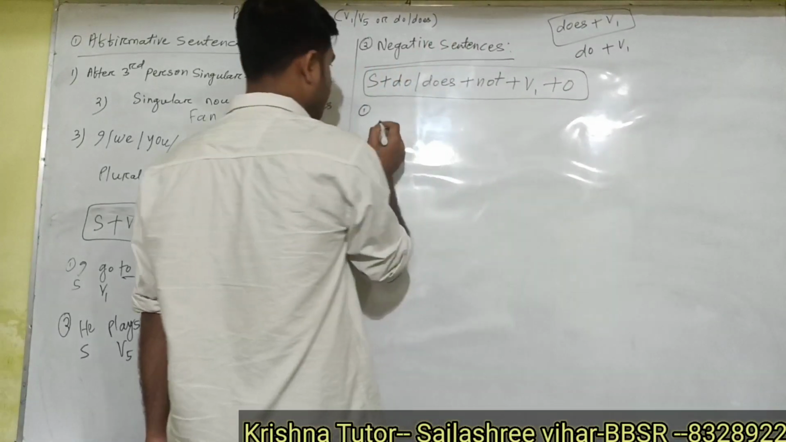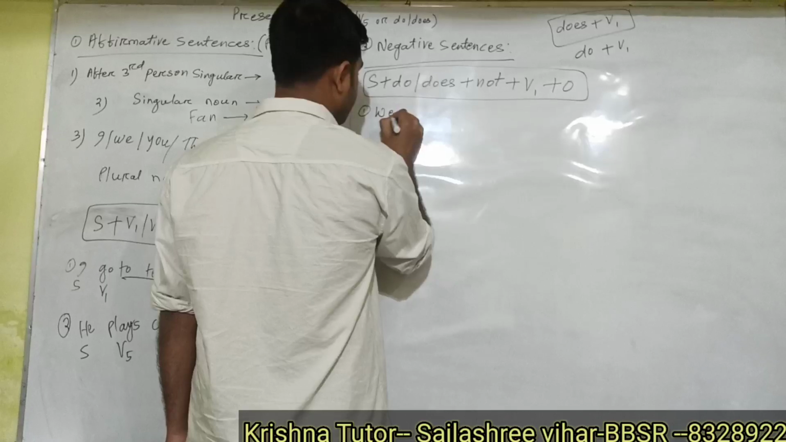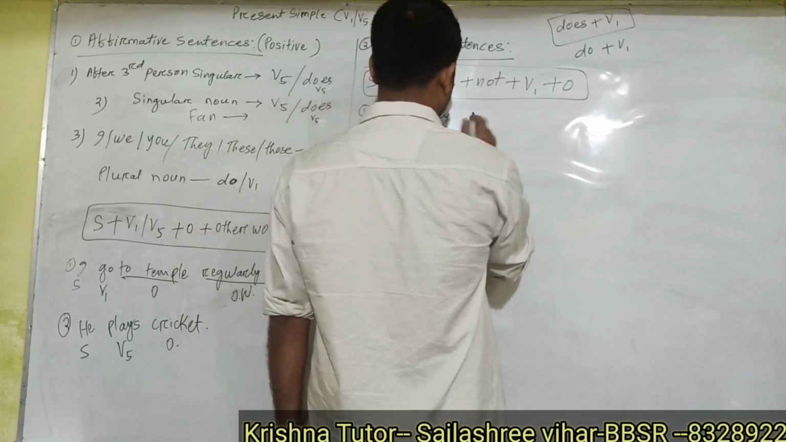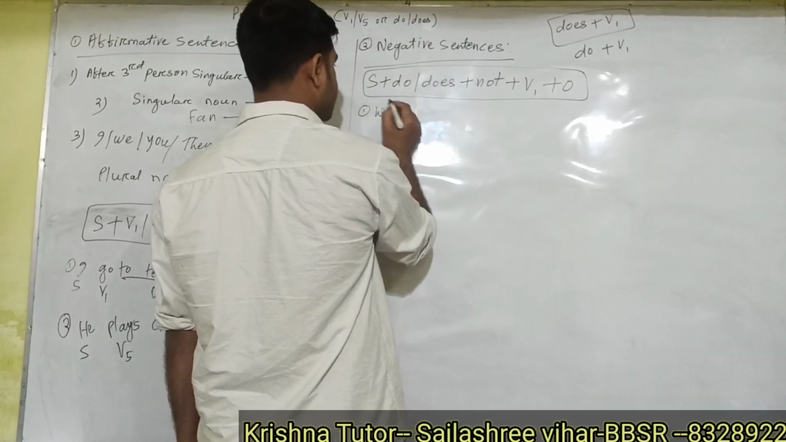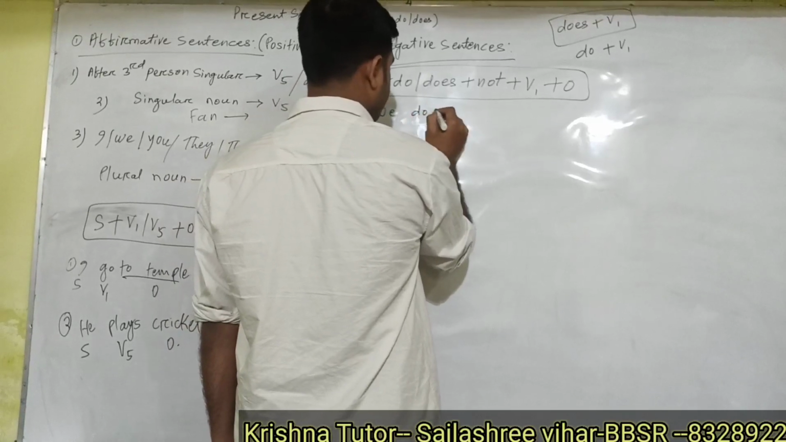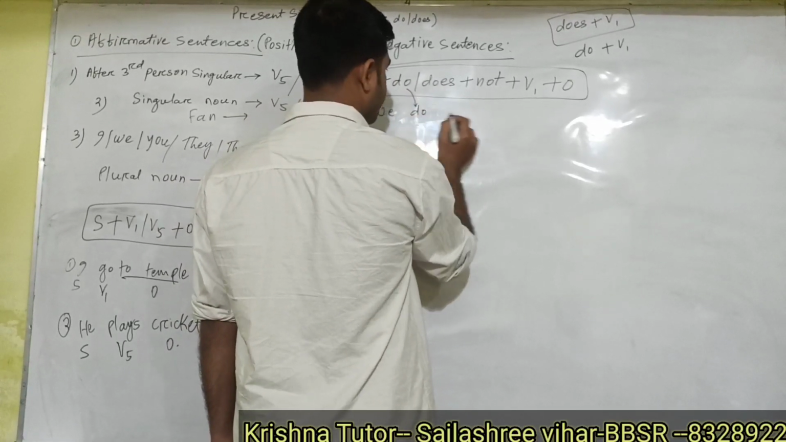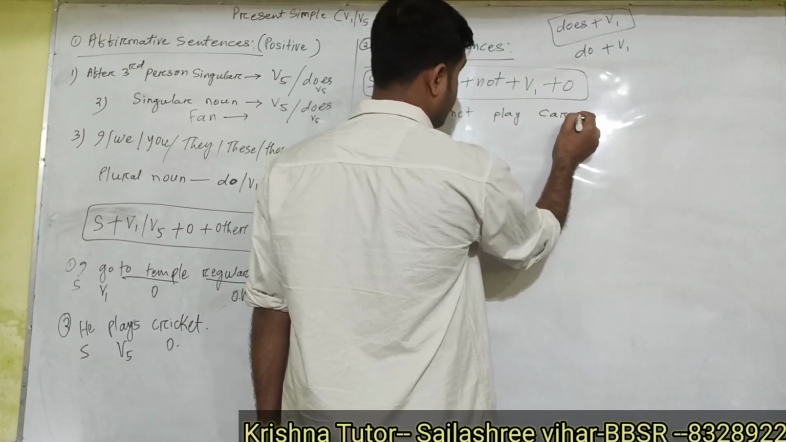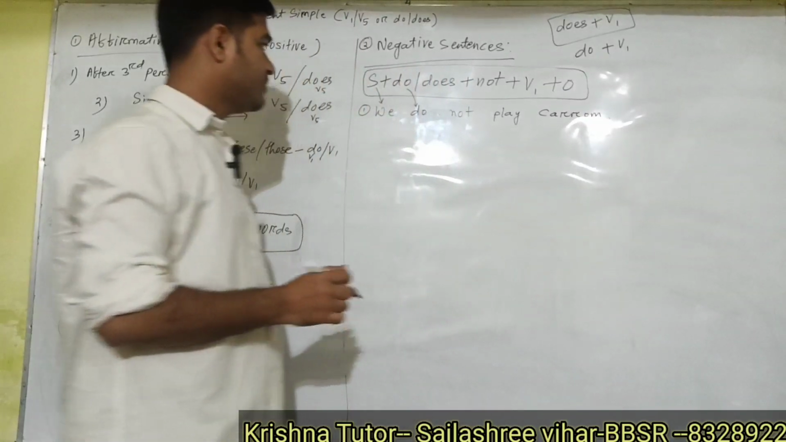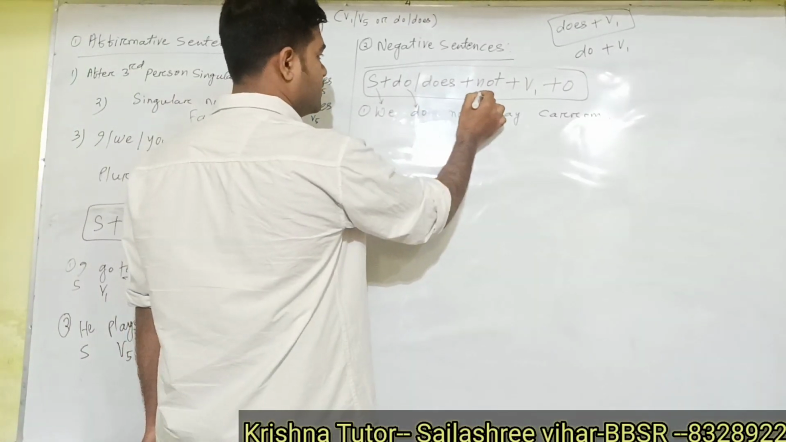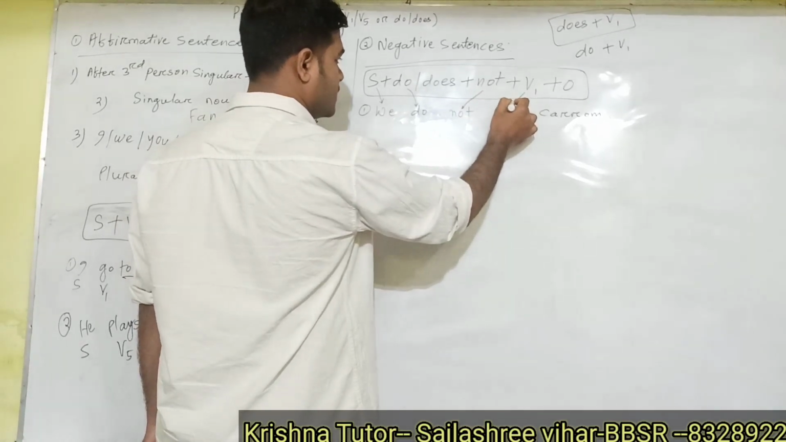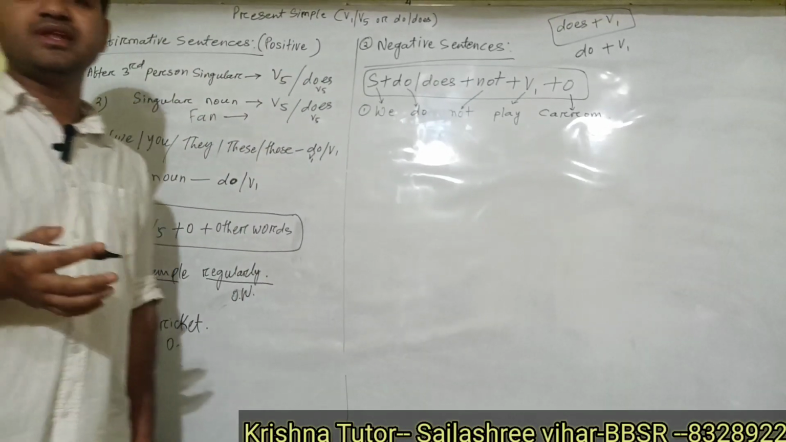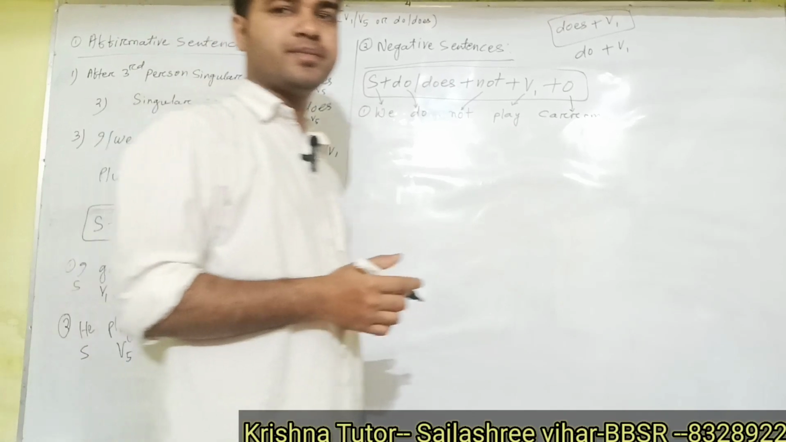If I say we play, we do not play. After we, do or does: we is the subject, do is the helping verb, not is the negation, play is the main verb, and carom is the object, because carom is a noun. We do not play carom.